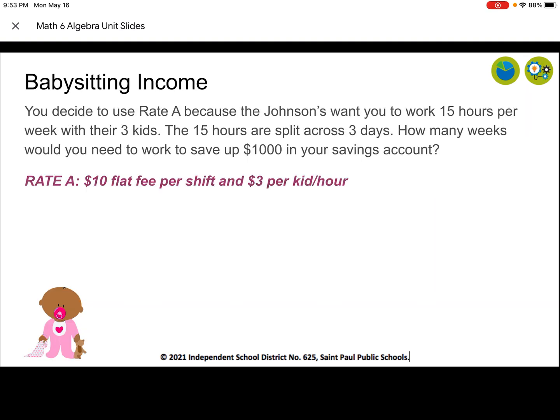So you decide to use rate A because they want you to work 15 hours per week with their 3 kids, and that's split across 3 days. How many weeks would you need to work to save up to $1,000 in your savings account? Use a table to figure that all out. And then when you're all done, there is a Desmos activity for you to do. It's listed in Schoology. And yeah, that's it.